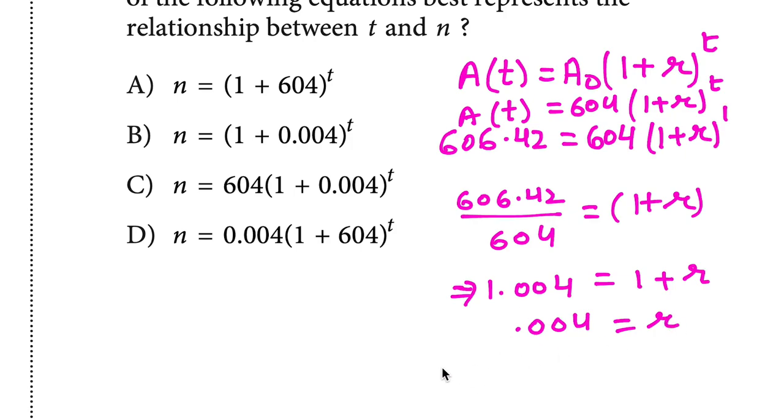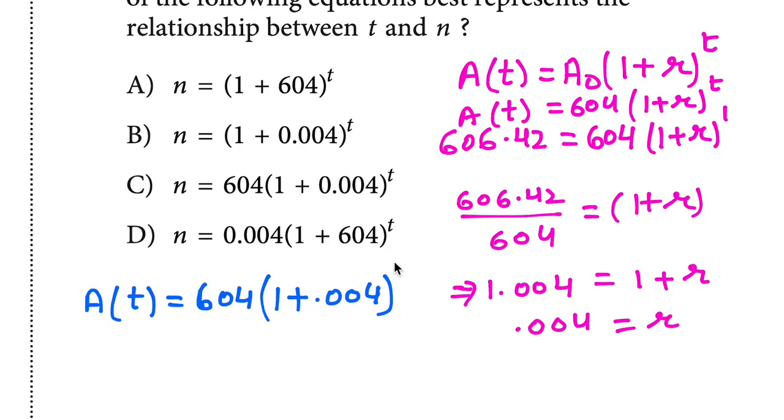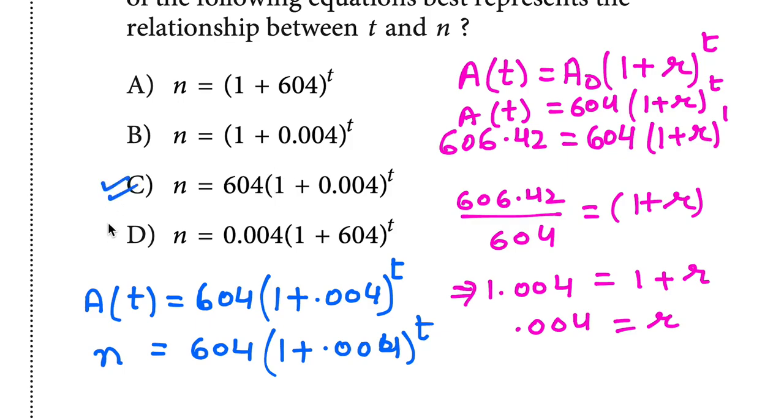So if we plug in this value of r in our equation, the amount after time t is equal to 604 times 1 plus 0.004 raised to power time, and here the amount is mentioned as n. So n is equal to 604 times 1.004 raised to power time. So that means C is the right option.